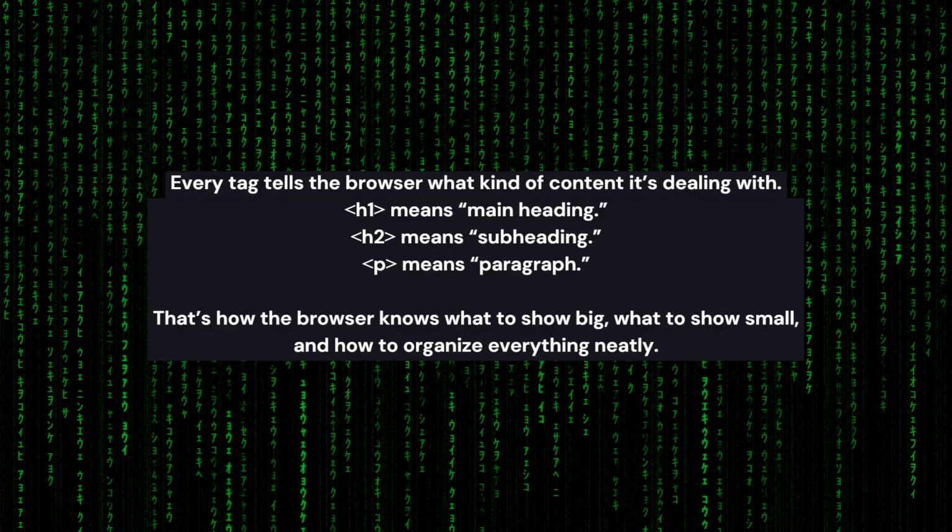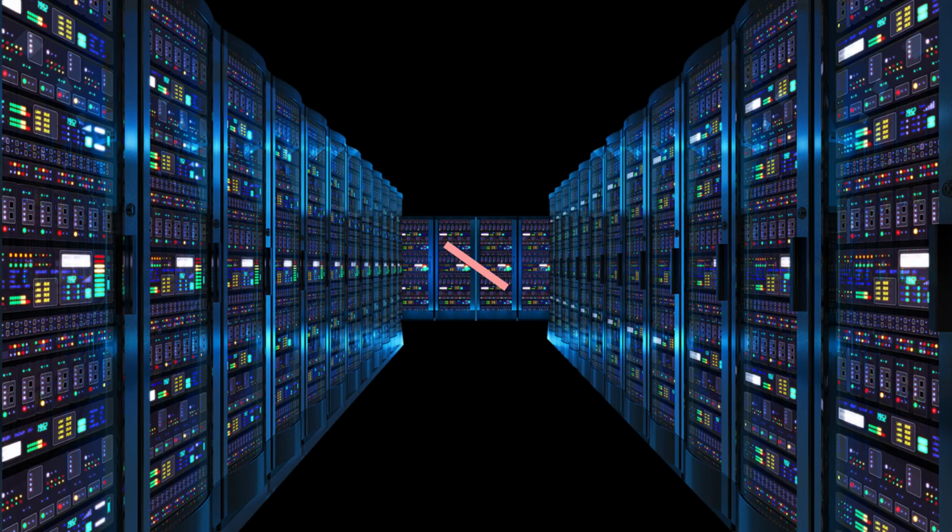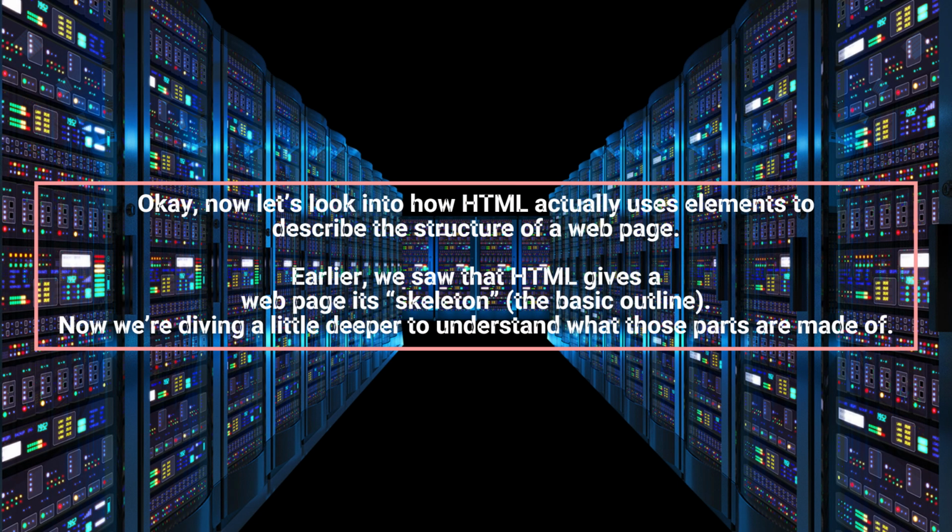Every tag tells the browser what kind of content it's dealing with. H1 means main heading. H2 means subheading. P means paragraph. That's how the browser knows what to show big, what to show small, and how to organize everything neatly. Okay, now let's look into how HTML actually uses elements to describe the structure of a web page.